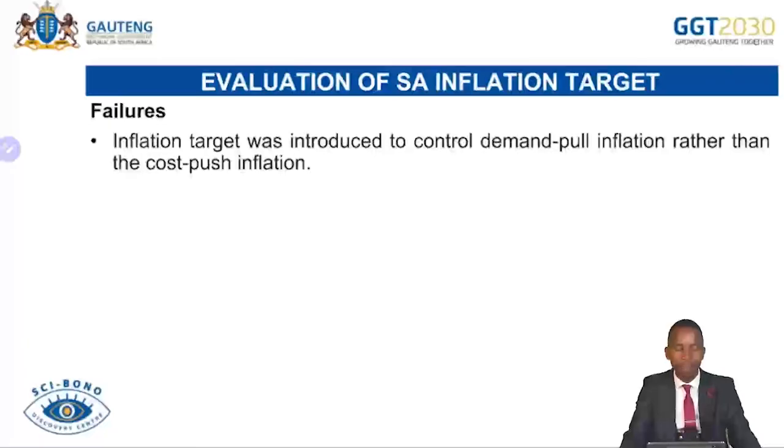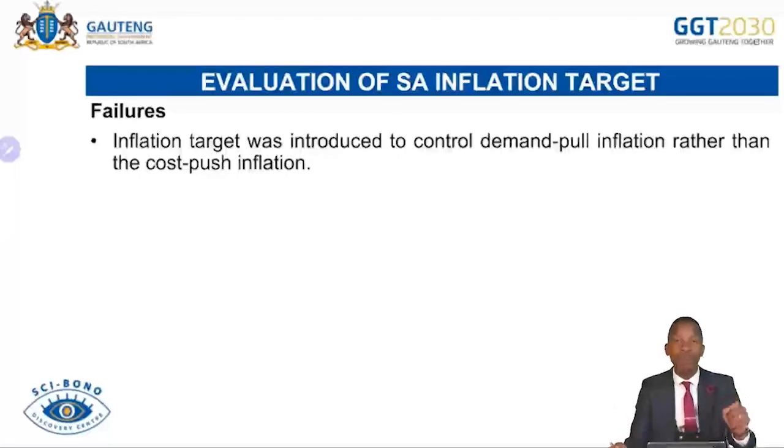Failures. Inflation targeting was introduced to control demand pull inflation rather than cost pull inflation. So this inflation targeting is there, but the measures that are mostly used are measures to combat demand pull inflation. For instance, a measure taken by the central bank was to increase the interest rate. What if the inflation we are facing is not demand pull inflation, but cost pull inflation, and we are simply combating demand pull inflation by restricting the demand while people are living in poverty, while people are not affording their basic life?